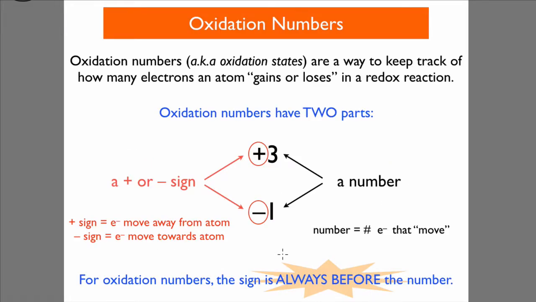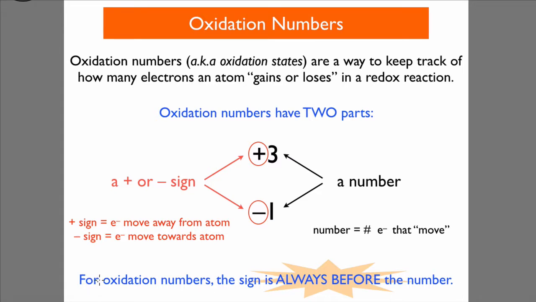Okay, oxidation numbers. An oxidation number, or oxidation state, is a way to keep track of how many electrons an atom gains or loses in a redox reaction. Oxidation numbers have two parts. They've got a positive or negative sign, and they've got a number after the sign. If it's got a positive sign, we know that electrons move away from this atom. If it's got a negative sign, we know electrons move towards the atom. The number tells us how many electrons move.